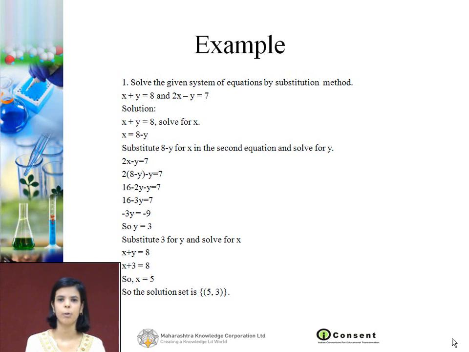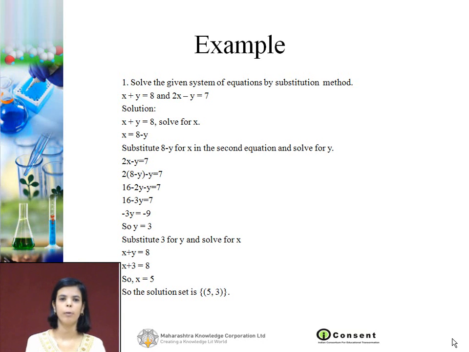In the second equation, we get 2 into 8 minus y is equal to 7. Now multiply each term inside the bracket by 2. We get 16 minus 2y minus y is equal to 7. So 16 minus 3y is equal to 7. Minus 3y is equal to minus 9. So y is equal to 3.